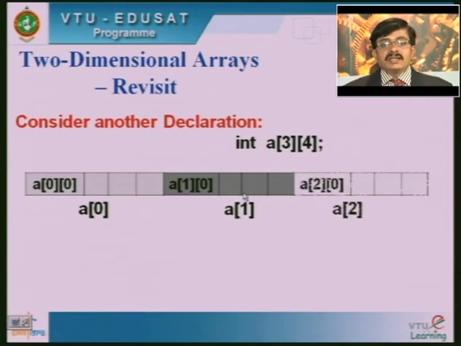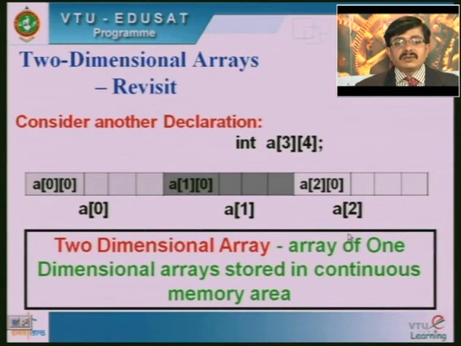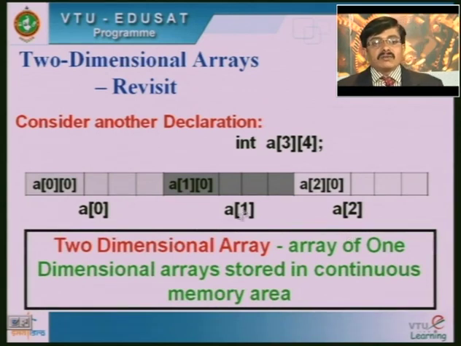Similarly it will be followed by the second row. So a of 0 is the first row, a of 1 is the second row, a of 2 is the third row. Since we have mentioned 3 rows, the 3 rows will be in adjacent memory locations. This is a of 2, 0, followed by a of 2, 1, a of 2, 2, and a of 2, 3. Now we can see that in the case of two-dimensional arrays, it is an array of one-dimensional arrays stored in a continuous memory area.